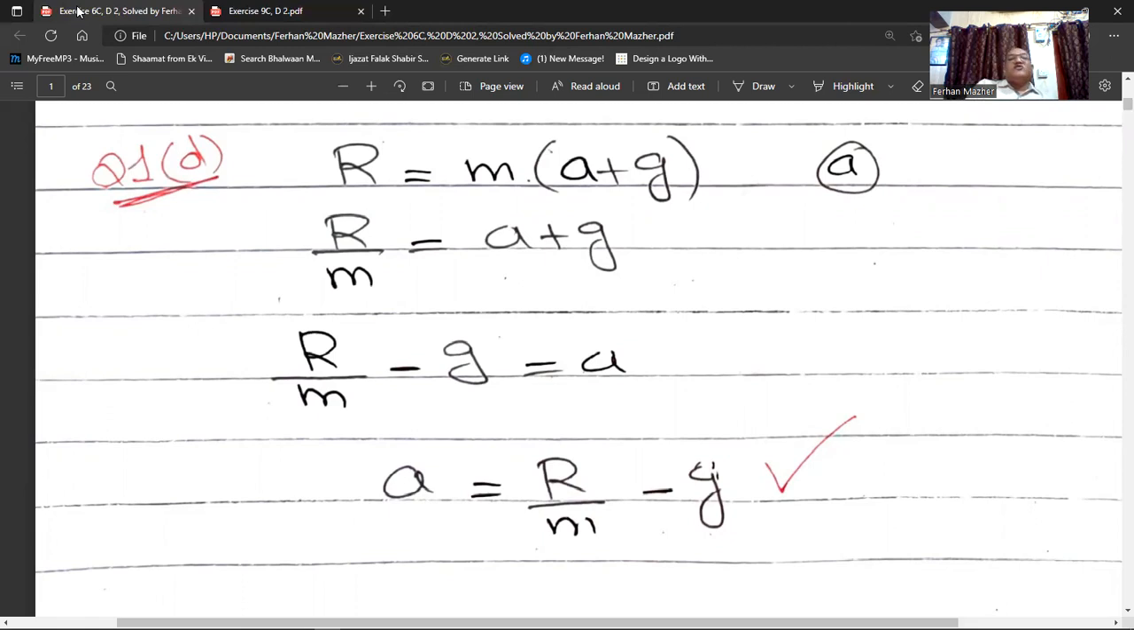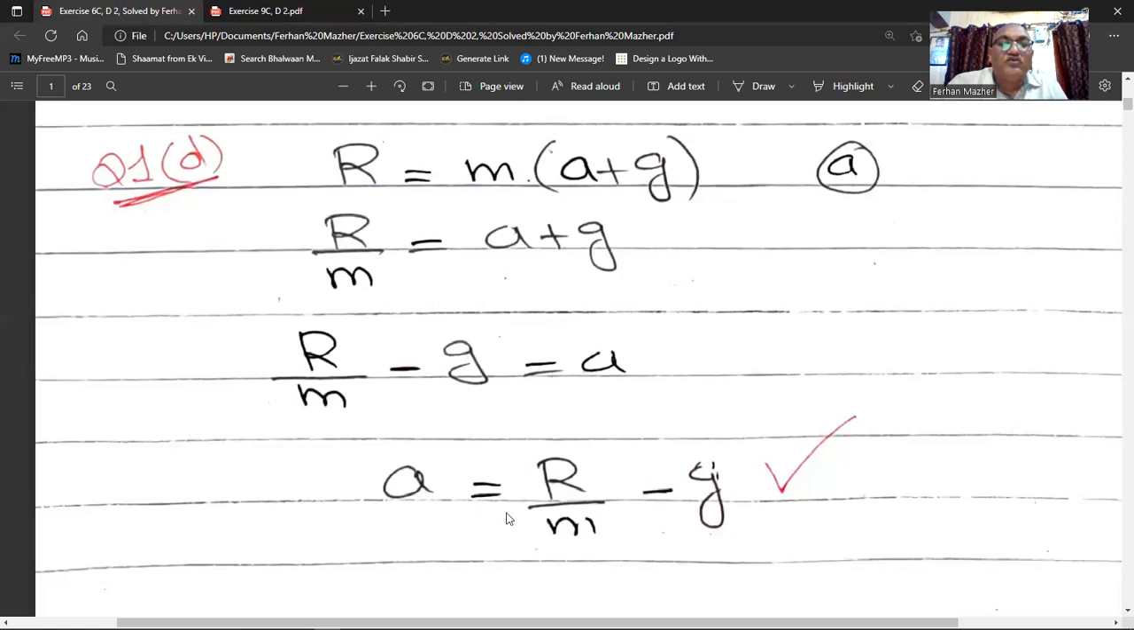So it will divide there. So you will have r divided by m equals a plus g. And we want to make a alone on this side. So I will take that g, which is adding here, to the other side. When it goes to the other side, it will subtract. So r by m minus g equals a.